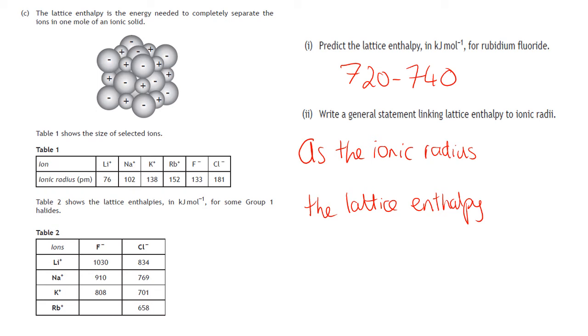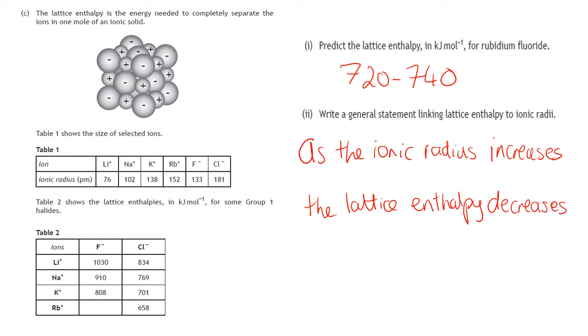And if we look here for rubidium chloride, well, that's our smallest one, and it's made of rubidium, which is the largest one of these four, and chlorine, which is the largest one of these two. So as the ionic radius gets bigger, the lattice enthalpy gets smaller, or vice versa. So I'm going to write, as ionic radius increases, lattice enthalpy decreases.